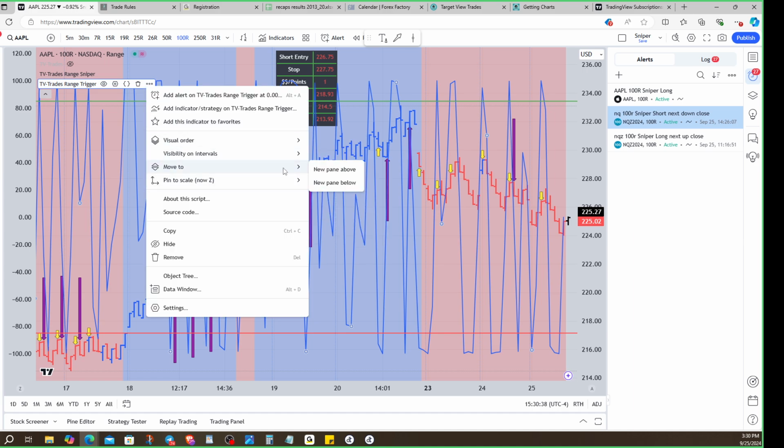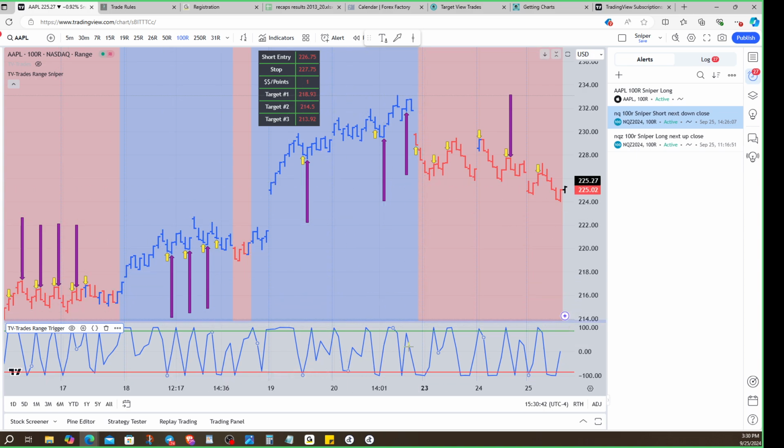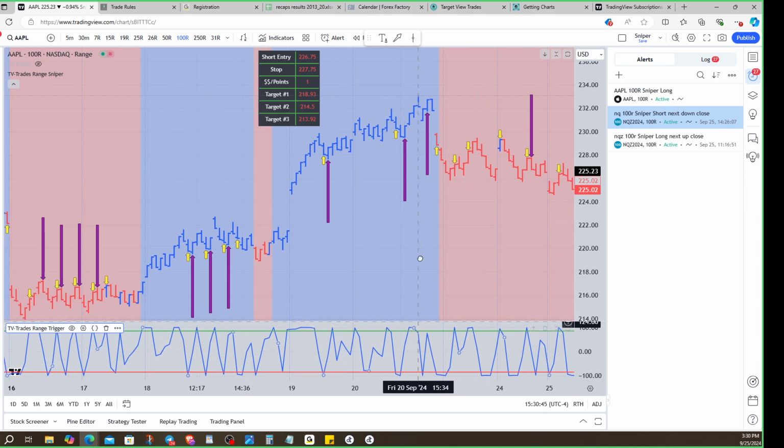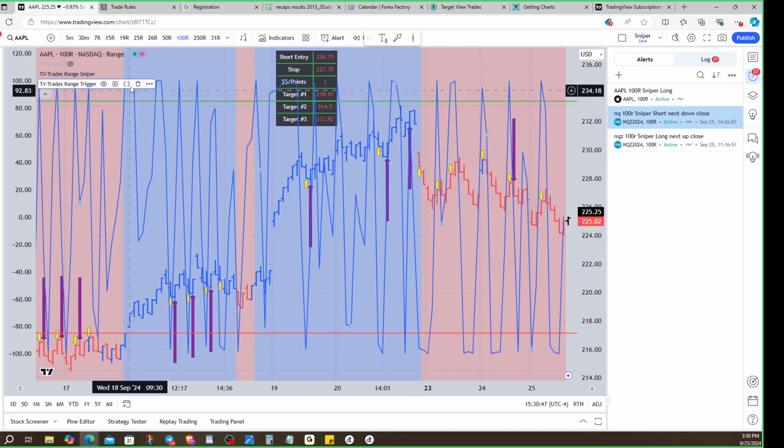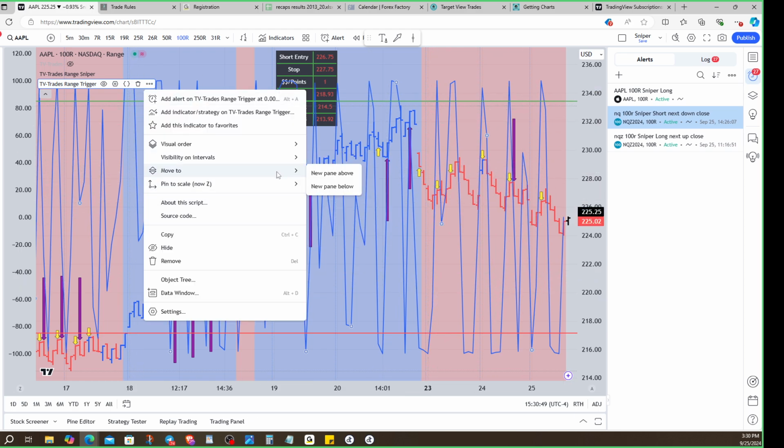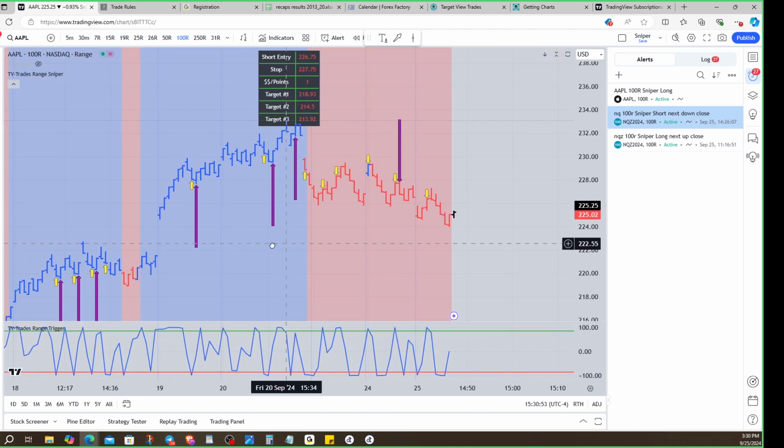Click on that and go move to new pane below. Okay, if you drag it on top like that by accident, that's what I did. I dragged it on top by accident. So you just go to move to new pane below, new pane below like that.